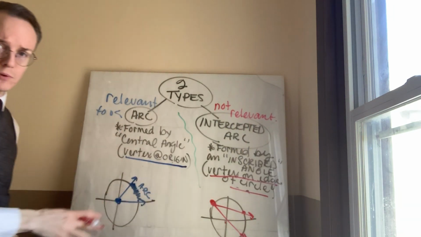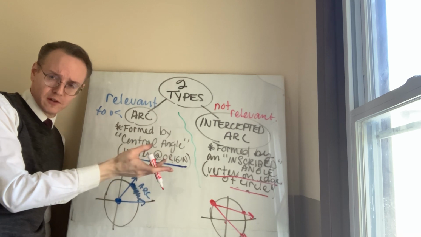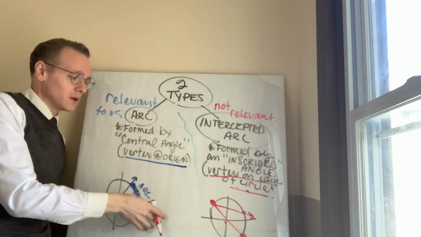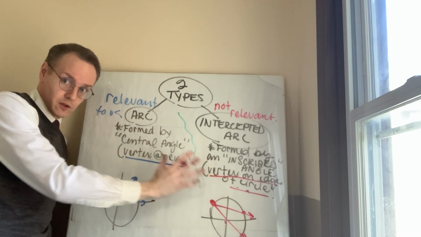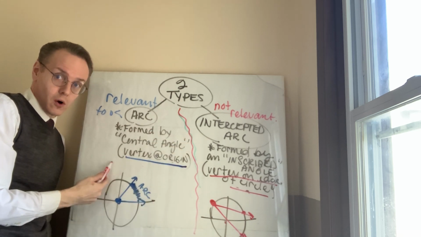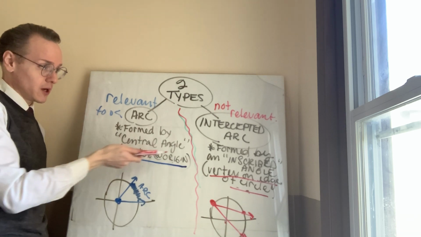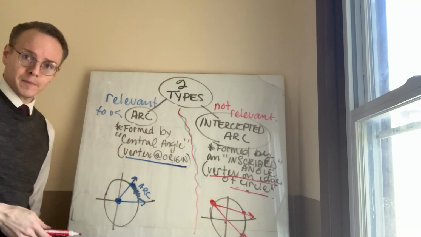I'm only mentioning it because if you get a problem somewhere, whether it's online, in the textbook, or in the future, just make sure that you distinguish these two. Our formulas, specifically for arc length, pertain to this. Regular ordinary arcs rather than intercepted arc.